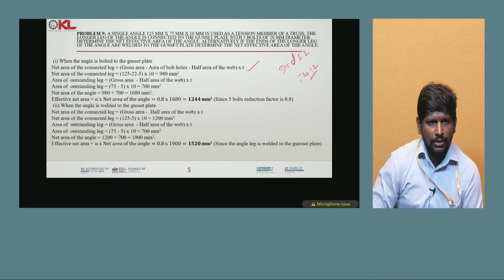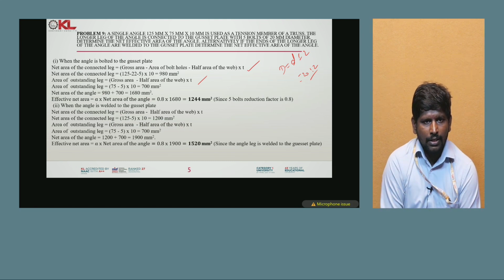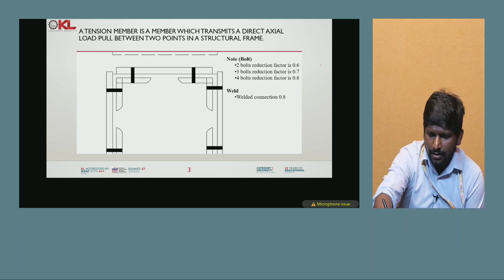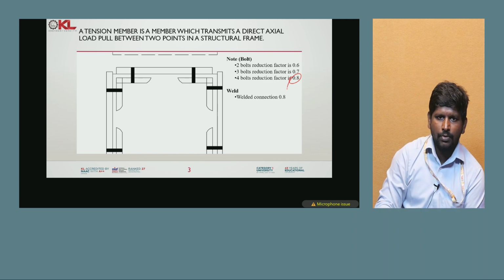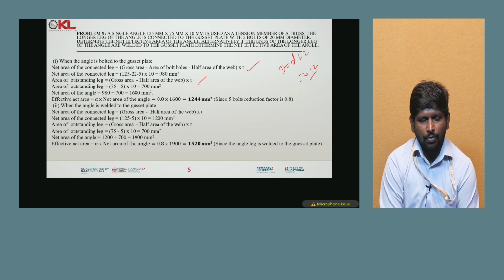To find the area of the outstanding leg: gross area minus half area of the web into t. So the gross area is 75 minus 5 into 10, that is 700 mm square. Finally the net area of the angle is the net area of the connected leg plus the area of the outstanding leg. So 980 plus 700, that is 1680 mm square. And finally the effective net area is equal to alpha into the net area of the angle. As I explained previously, reduction factors will apply. For 4 bolts it is 0.8, and here it is 5 bolts, more than 4, so that is the reason for 0.8. So 0.8 into 1680, finally 1344 mm square, since it is 5 bolts and the reduction factor is 0.8.